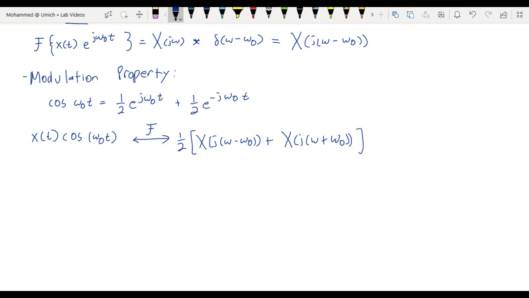So the effect in the frequency domain of multiplying by cos(ω0t) is shifting the spectrum of the input X(jω) forwards by ω0 and backwards by −ω0, as well as scaling by a factor of 1/2.